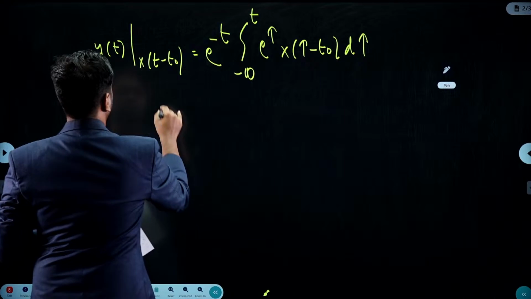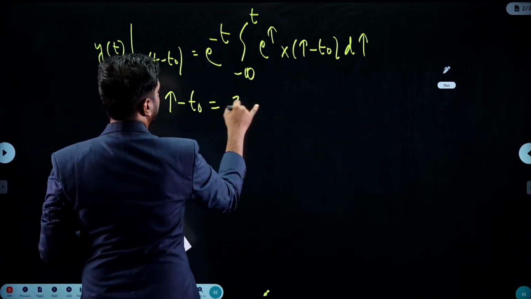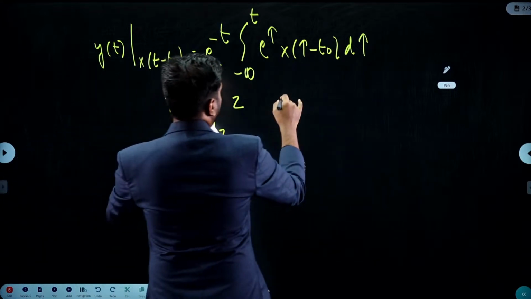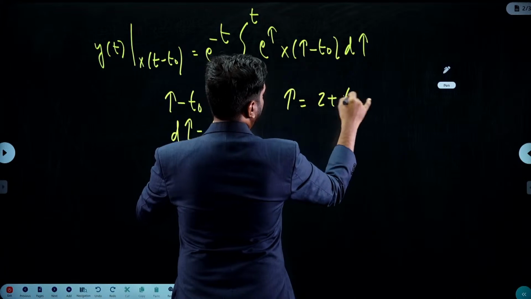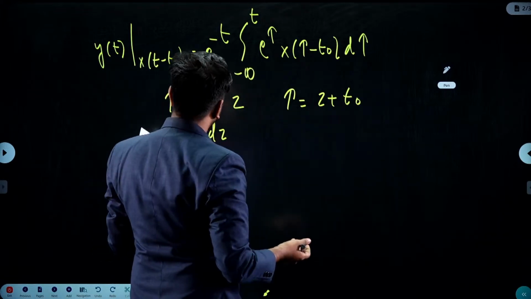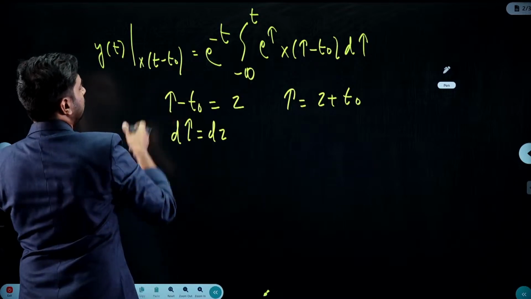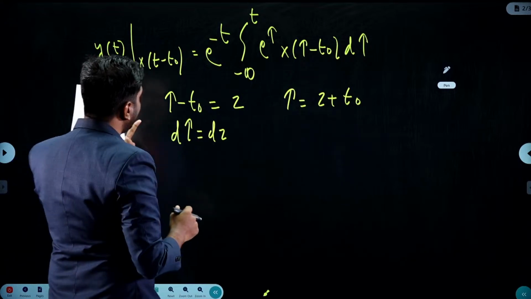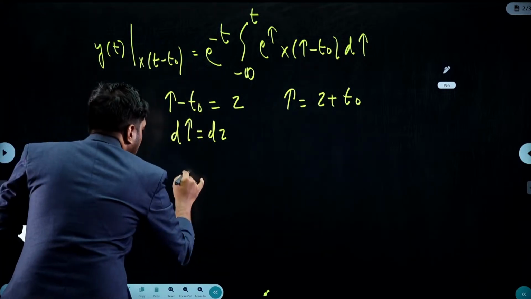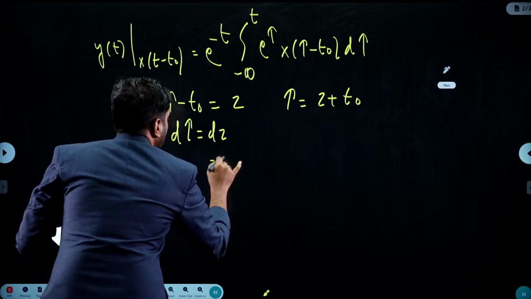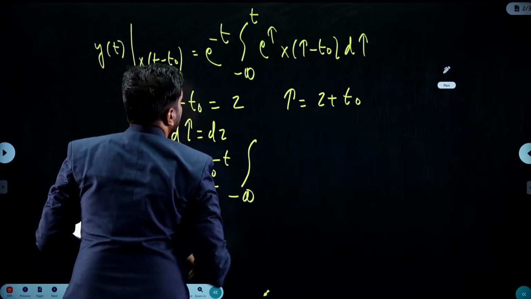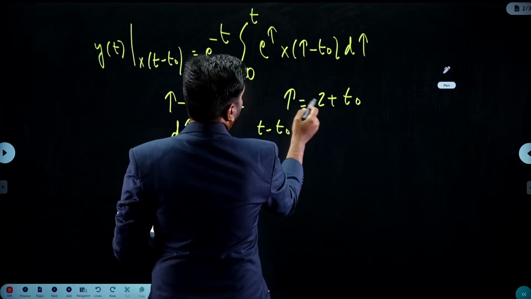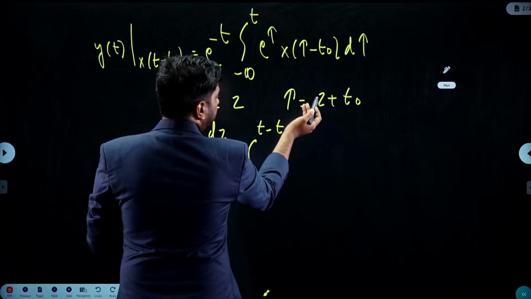With a simple substitution, that is, tau minus t naught, let this be z. You differentiate and you get d tau equal to dz. So from this we can say that tau is z plus t naught, and the limits will also change. If you substitute the lower limit here, it would be minus infinity. If you substitute the upper limit here, it would be t minus t naught. So this expression modifies to e power minus t, with the new limits minus infinity to t minus t naught, and wherever there is tau in e power tau, you have to put z plus t naught.